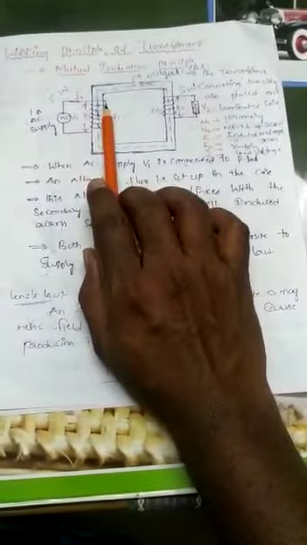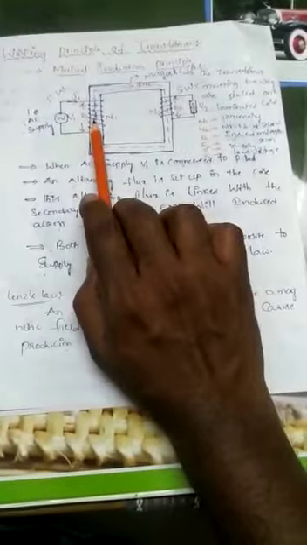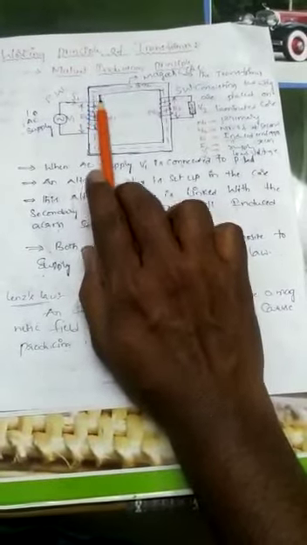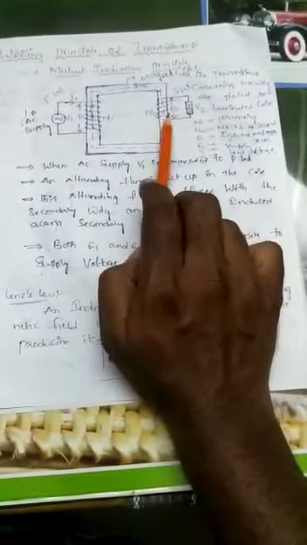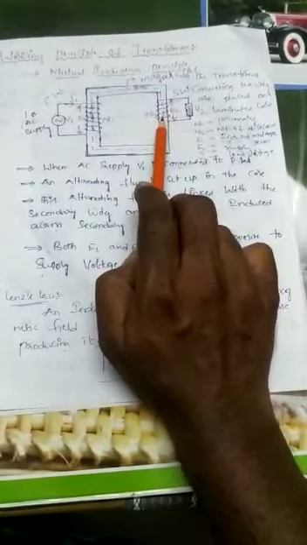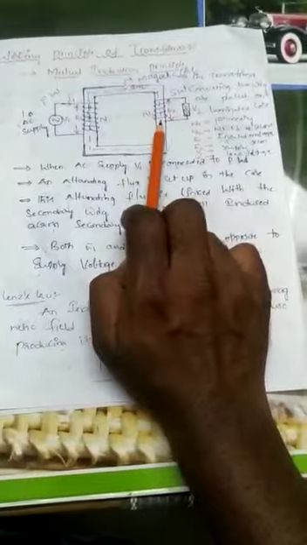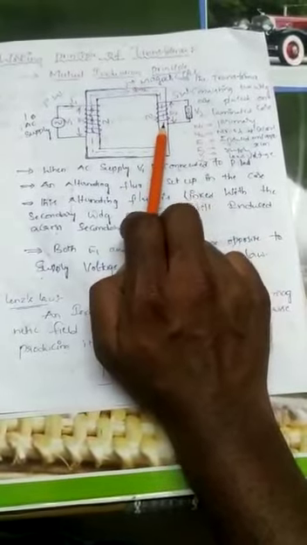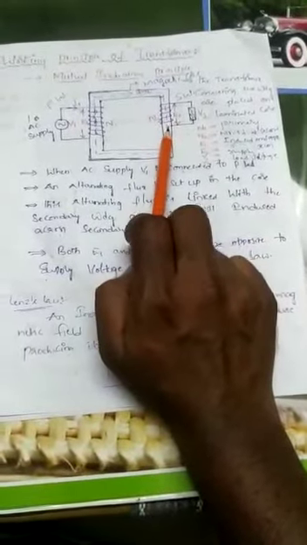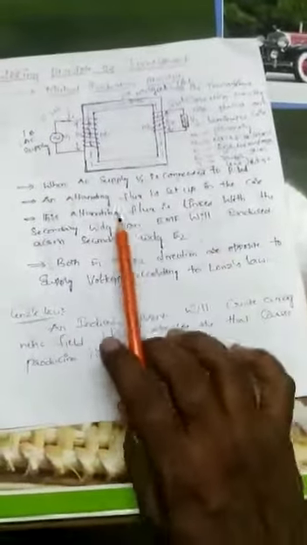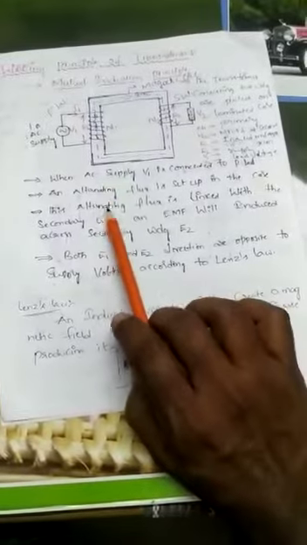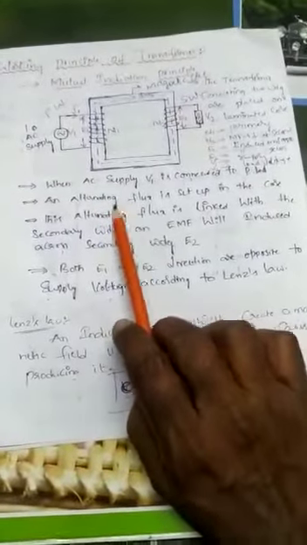This is mutual induction. Mutual induction means we have two coils. The flux produced by the first coil links to the secondary winding, and an EMF will be induced. This induced EMF is called a mutually induced EMF. This is called the mutual induction principle, and based on this principle the transformer is working.